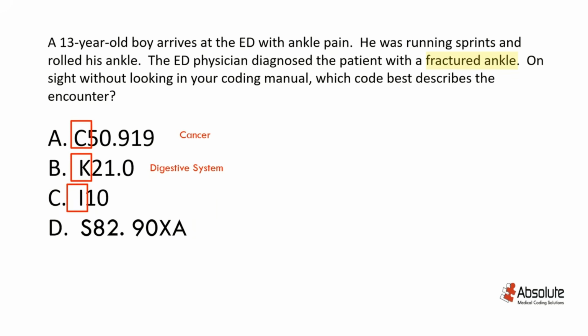C begins with the letter I. This category suggests that the patient had a circulatory problem or something related to infarction. Infarction is an example of the circulatory system. So fractured ankle, not circulatory system. However, D begins with the letter S. Yes, and this is where we house all of our injuries. Is a fractured ankle an injury? Outstanding. I know you said it, yes.